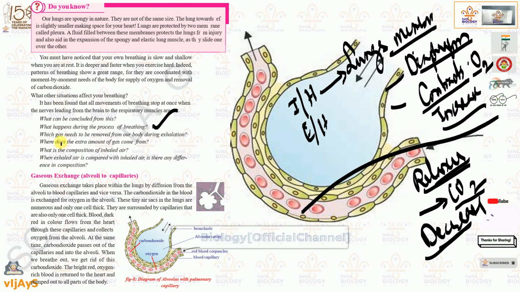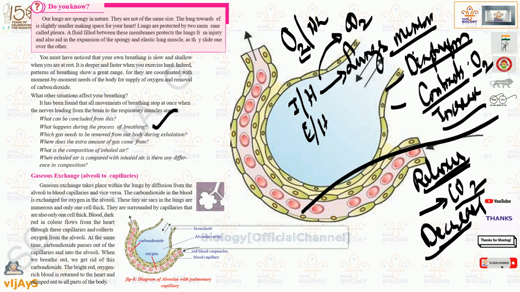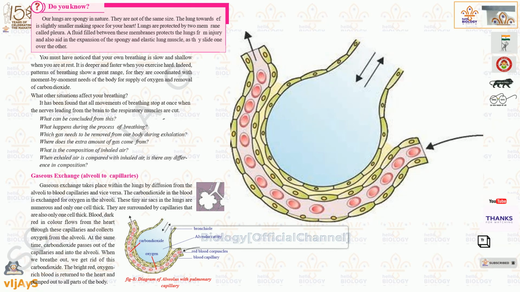Coming to the third question: which gas needs to be removed from the body during exhalation? Where does the extra amount of gas come from? While we are breathing, we take in oxygen and other gases, and while releasing, this oxygen is converted into carbon dioxide and goes outside. For example, 100 moles. Let me explain with a small slide.